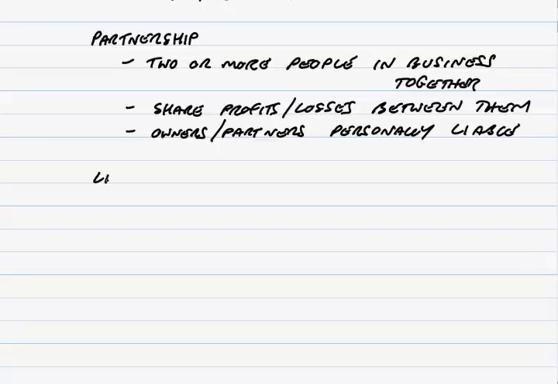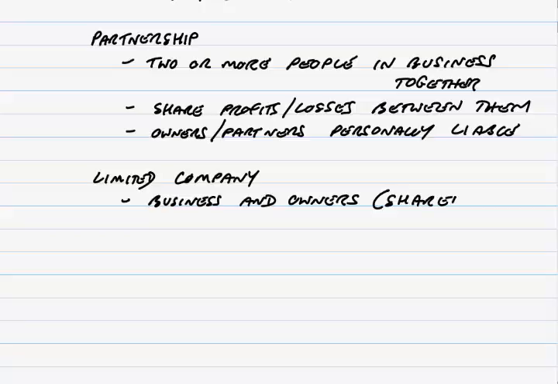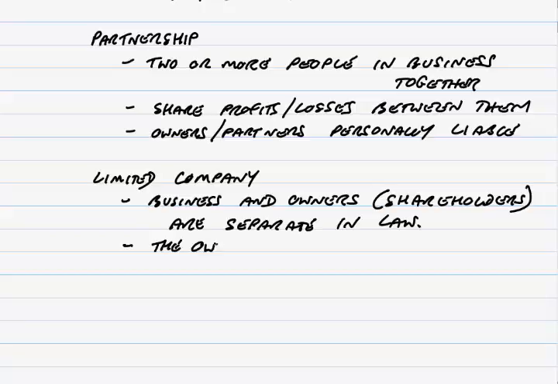Finally, a limited company. And the important thing about a limited company is that here the business exists separately from the owners in law. The business and the owners, in fact we call them the shareholders, are separate in law. The company is formed, the company exists on its own in law, completely separate. The owners own the business, they're entitled to the profits. And the important distinction that creates is that the owners have what we call limited liability.